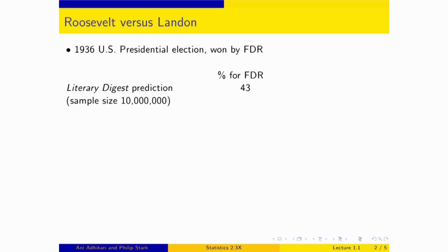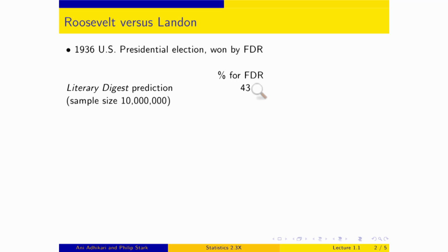So the Digest prediction was that FDR would get 43% of the vote. By the way, these numbers, depending on how you calculate, whether you're looking at the major party vote or if you are including independent candidates, there are a small number of them. Those may be a little bit off, but by and large, ballpark, these are the numbers to be thinking about. So the Digest predicted 43%, which is the wrong answer because FDR won the vote and they're predicting less than half.